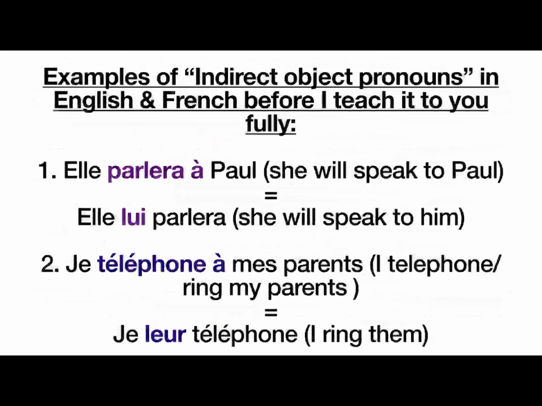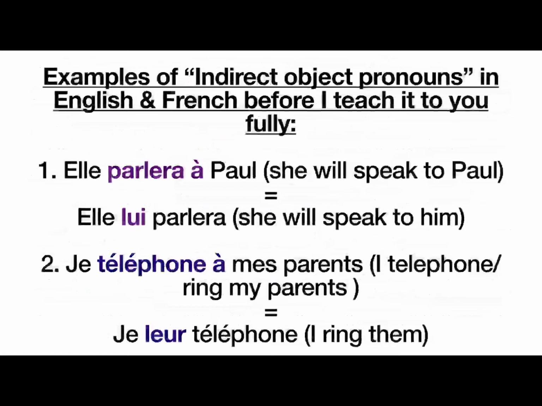So, the first example. Elle parlera à Paul. She will speak to Paul. We've just learned that the verb parler is followed by the preposition à when you're talking about speaking to someone. Instead of saying she will speak to Paul, I just want to say she will speak to him tomorrow morning. So I'm going to replace "to him" with an indirect object pronoun, and that's lui. So, elle lui parlera. Okay?